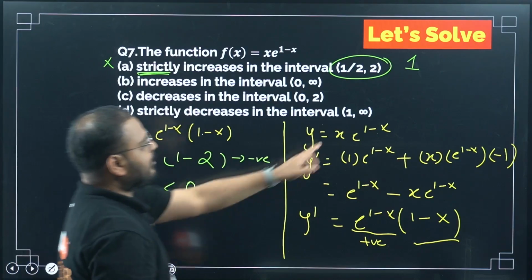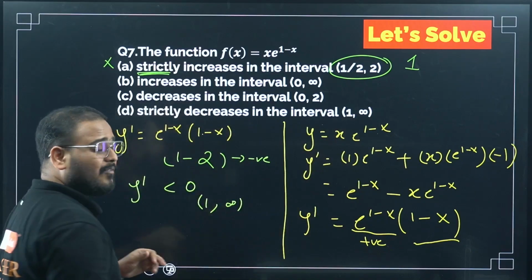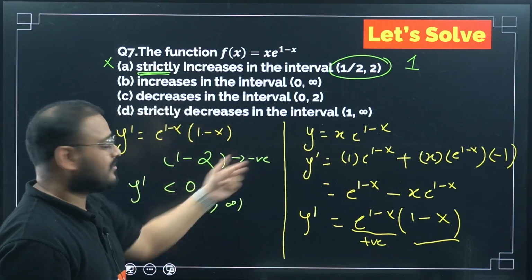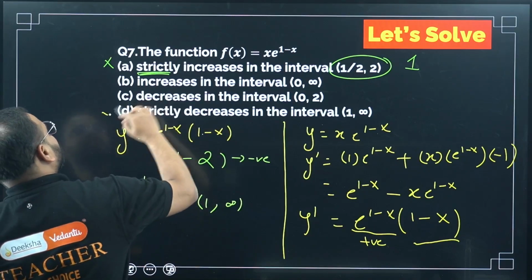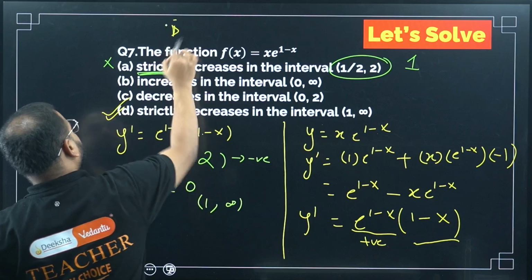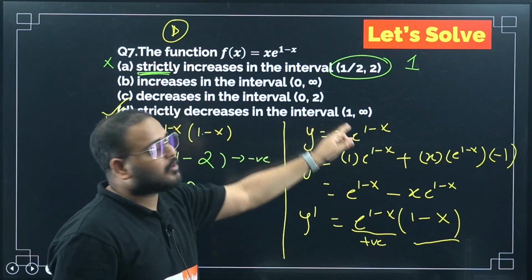Correct? From where to where? In 1 to infinity. Now I can say what? This function is strictly decreasing. Always less than 0 means what? The function is strictly decreasing. Option D is correct. Okay, option D is correct. Strictly decreasing in the interval 1 to infinity.